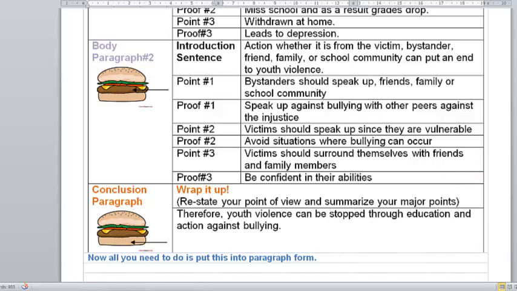The final paragraph is the conclusion paragraph. Wrap it up. Restate your point of view and summarize your major points. Therefore, youth violence can be stopped through education and action against bullying.